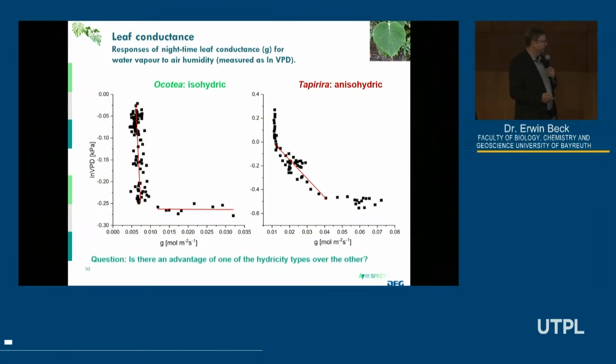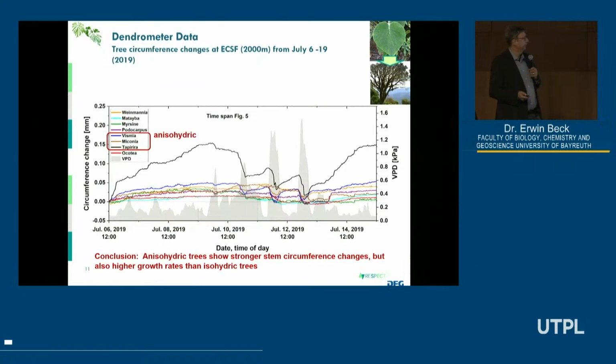That brings us to the next ecological question. Is there any advantage for the unisohydric trees to open their stomata at night and transpire? So do these different hydricity types have any difference in tree growth? And so we move back from the leaf to the individual tree level, where we measured here the stem circumference changes.